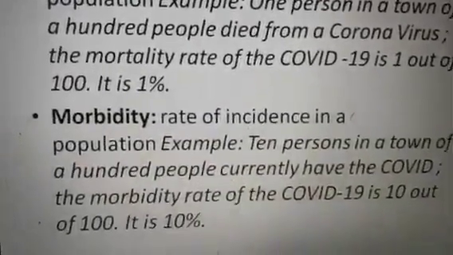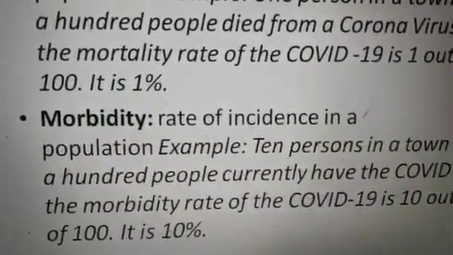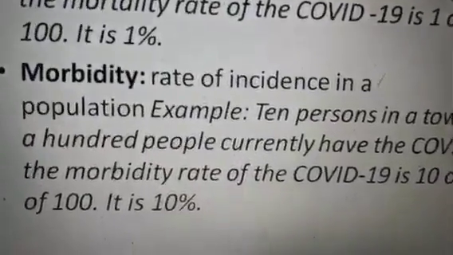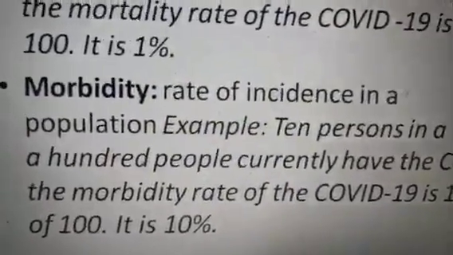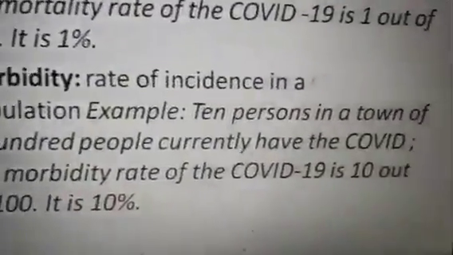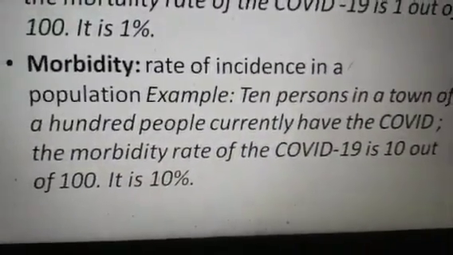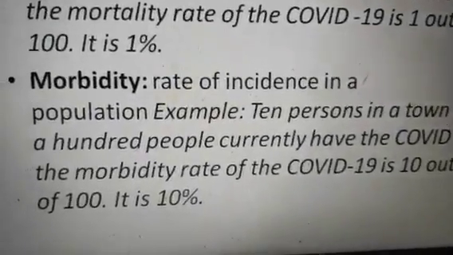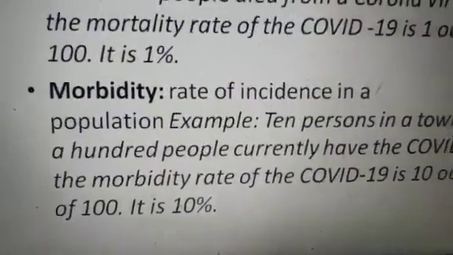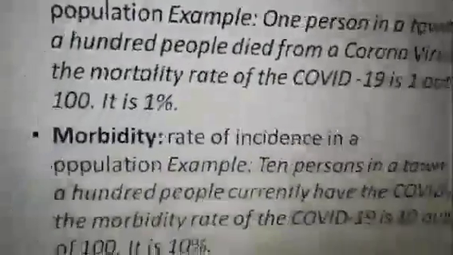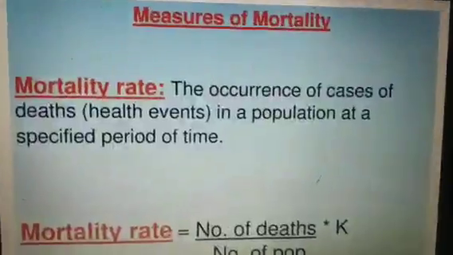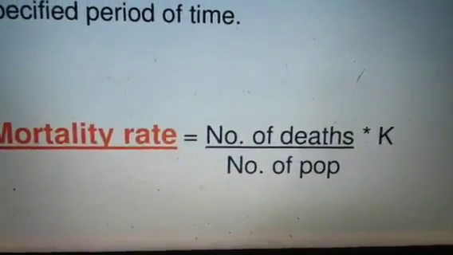And what is morbidity? Rate of incidence in a population. That means how many people have been affected by this coronavirus. This is called morbidity. बीमार बने रहने की दर. So there is a difference between mortality and morbidity. For example, if 10% of a town of 100 people currently have COVID, the morbidity rate of COVID-19 is 10 out of 100, and it is 10%. That means morbidity is higher than mortality, and that is a natural phenomenon. Okay, so these two terminologies you have to learn.